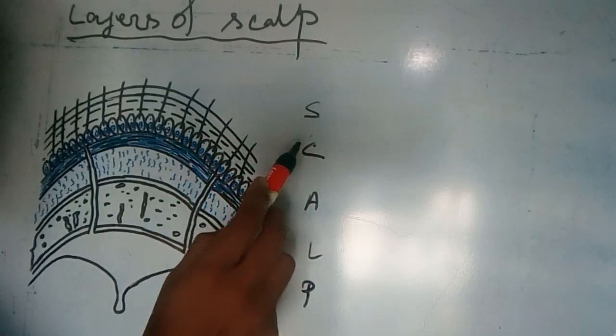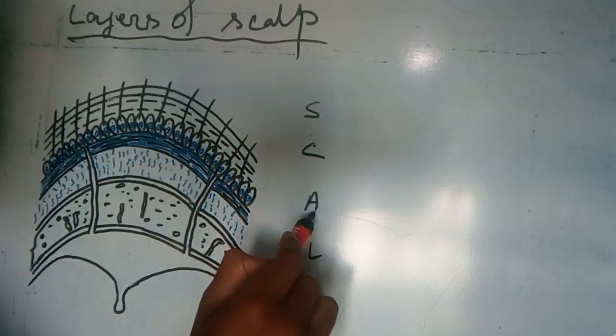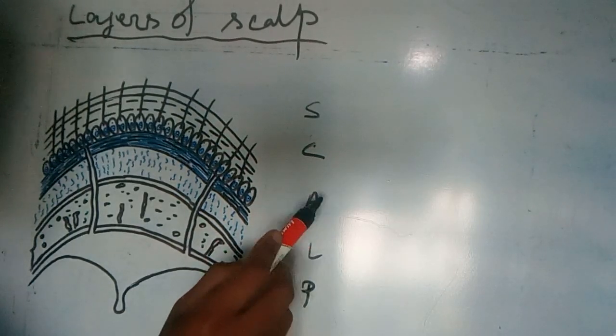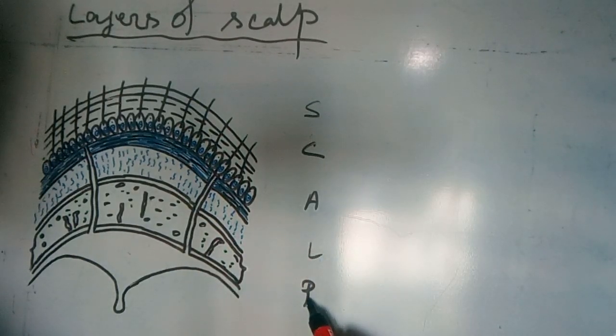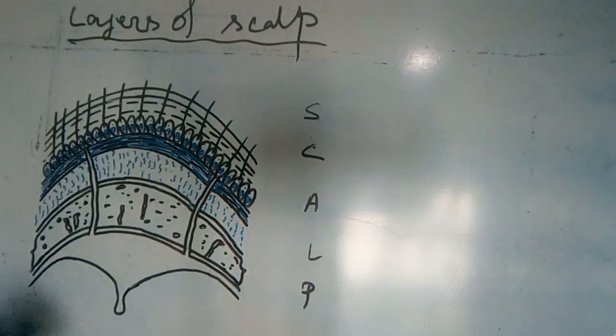skin, number two, connective tissue, number three, aponeurotic layer, number four, loose areolar tissue, and number five, pericranium. So these are the five layers of the scalp.